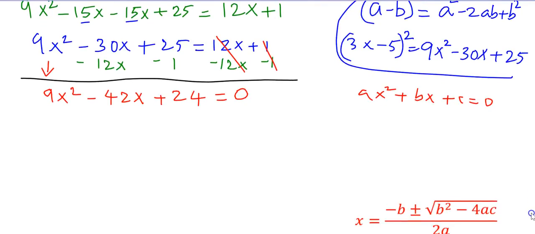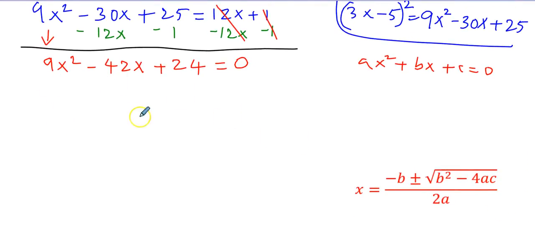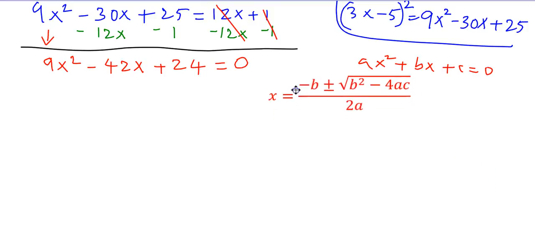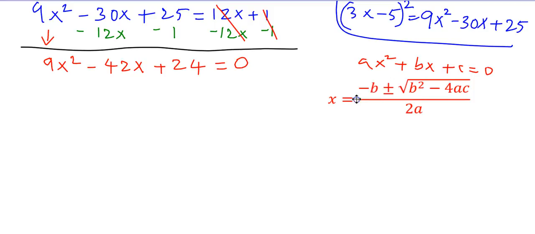Right, so now we have to solve this. In order to solve, we can find the factors, or complete the square, or the best thing, I think, is to make use of the quadratic formula. In this ax square plus bx plus c equal to 0, to find the value of x, the formula is negative b plus or minus square root of b squared minus 4ac all over 2a. So let us identify the values of a, b and c in this equation. We have a is equal to 9, b is 42 with a negative sign, so negative 42, and c is equal to 24.